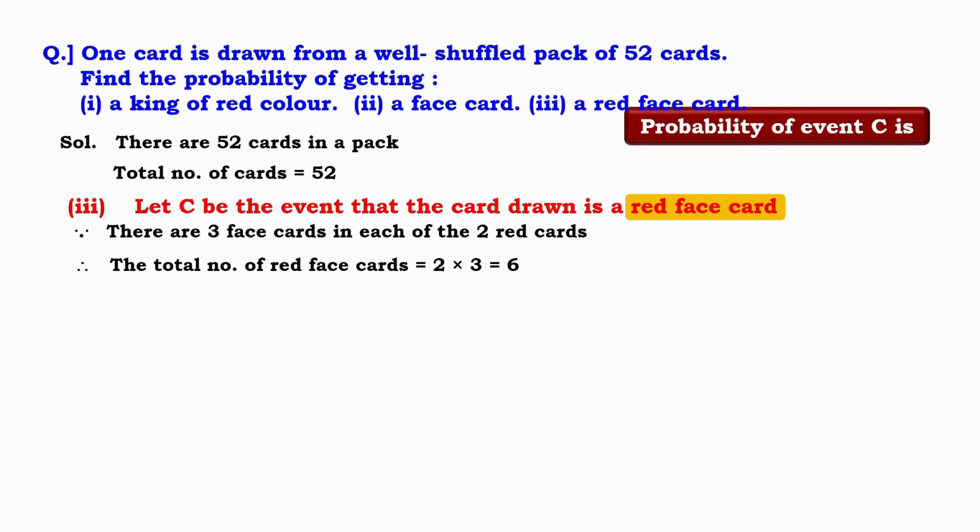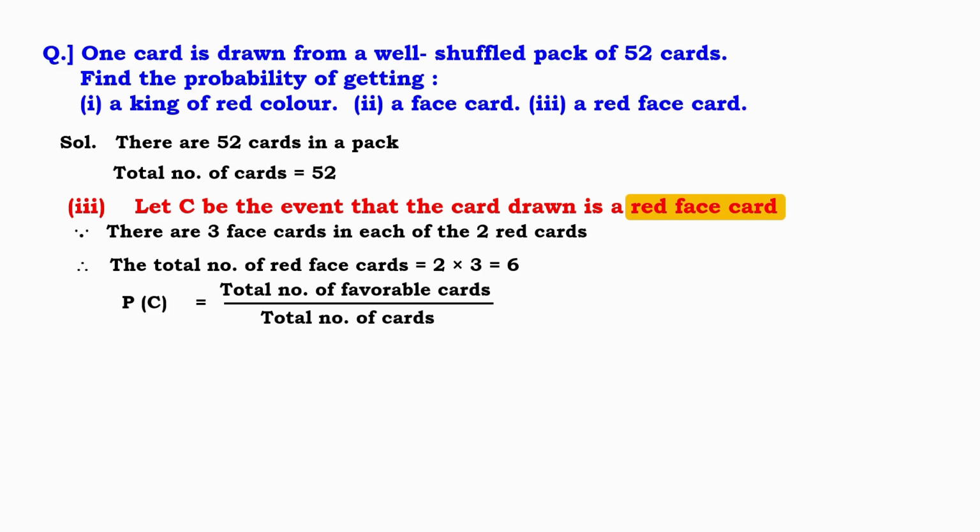So the probability of event C is here. The total number of favorable cards divided by the total number of cards. So that is equal to 6 by 52, which becomes 3 by 26.